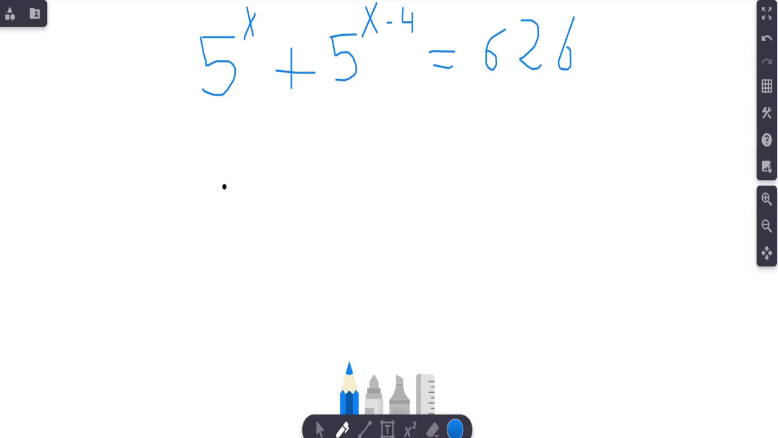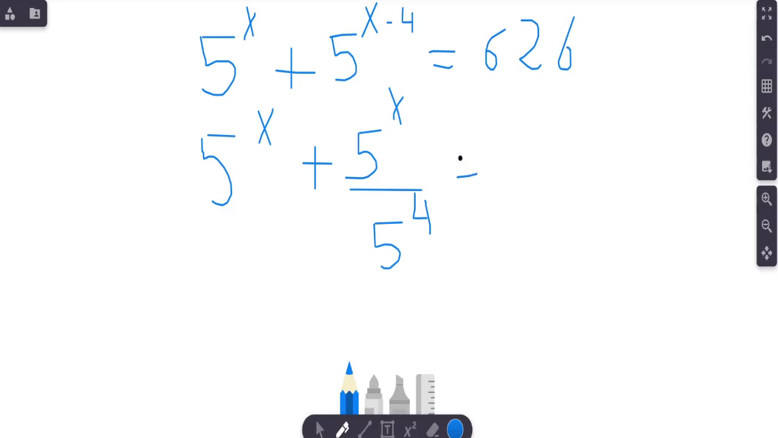So first thing, let's rewrite 5 to the x minus 4. So we have 5 to the x plus 5 to the x divided by 5 to the 4 equals 626.